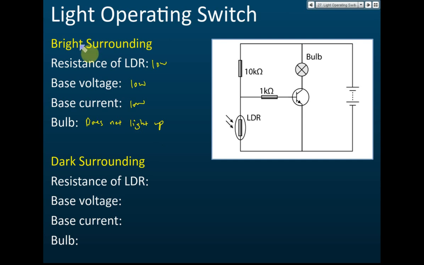So at brightness, it switches off. A bright surrounding is switch off. Dark surrounding, the LDR will be high, the base voltage will be high, and the base current will also be high. If the base current here is high, then the collector current here is also high, then the bulb lights up. So this bulb lights up when the surrounding is dark.